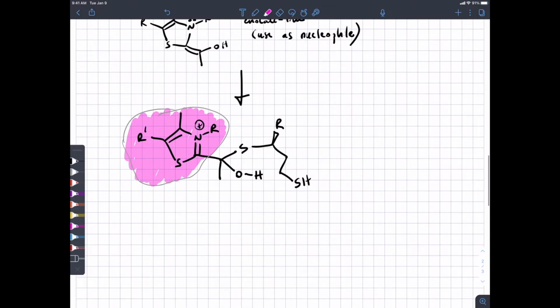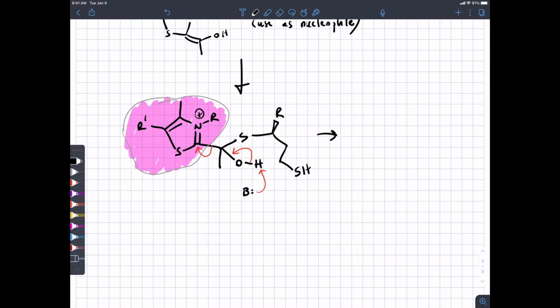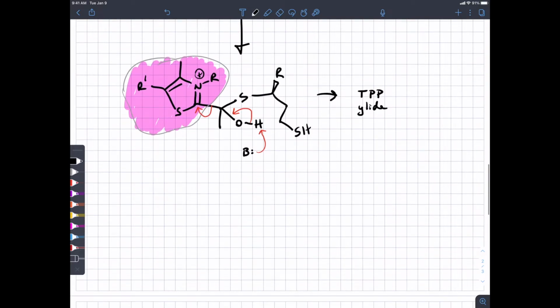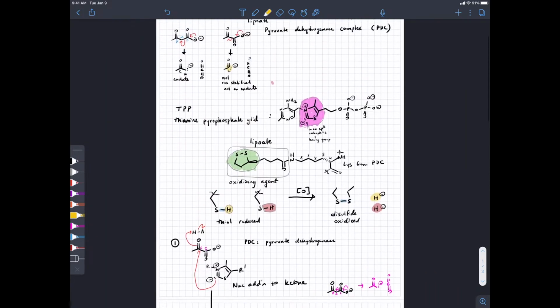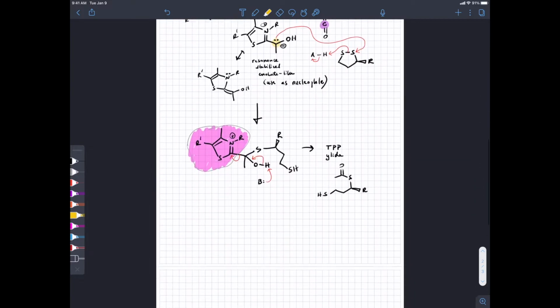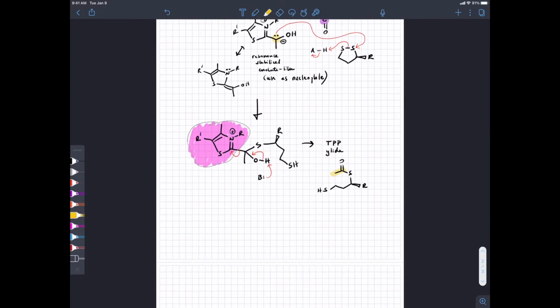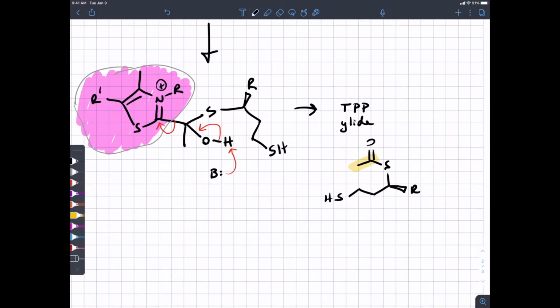We're ready now to do an elimination reaction from a tetrahedral intermediate. A base removes this proton, electrons kick down, leaving group leaves. This is a lot like acyl hydrolysis. And that regenerates TPP ylide as a leaving group, which I'm not going to draw again. And then we make a thioester, in which the two carbons from pyruvate are now here, and instead of being at the ketone oxidation state, they're at the carboxylic acid oxidation state.